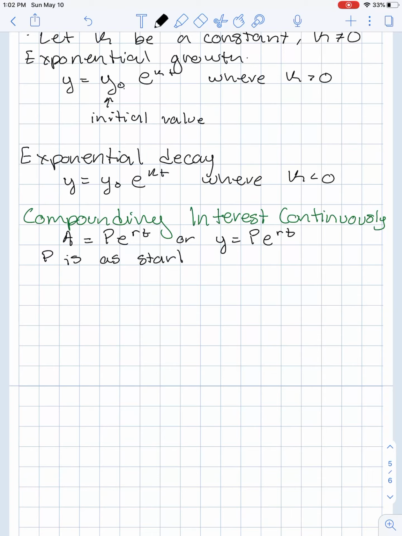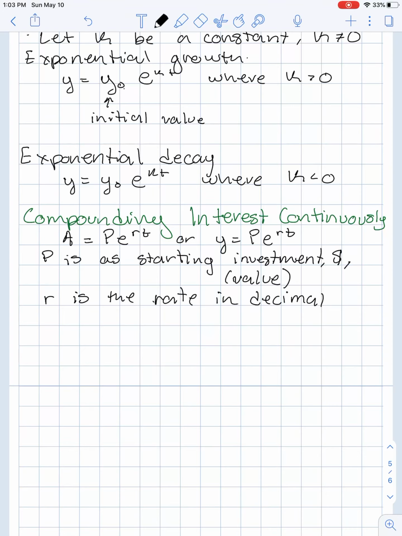P is our starting investment, money, just starting value, basically. r is the rate in decimals. You're usually given it in percentage. You just need to divide it by 100, and that's how you can get it into a decimal. Alrighty.